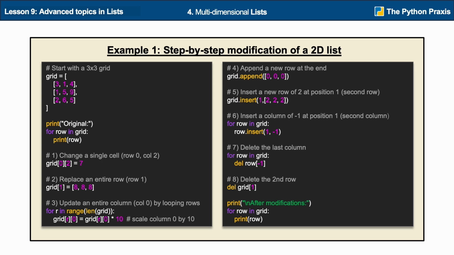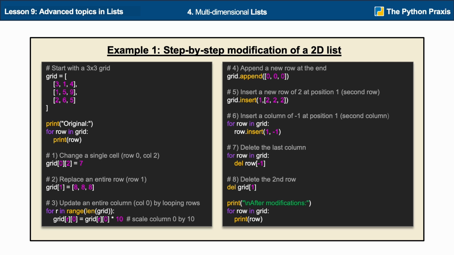The next modification we do is to update an entire column by looping rows. Actually here we loop through the rows and scale the value at column index 0 by 10. Then we append a new row with zeros at the end. Next change is to insert a new row of 2s at position 1, meaning second row. In the following line, we insert a column of -1 at position 1 as the second column.